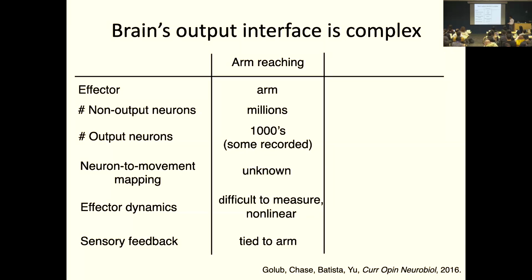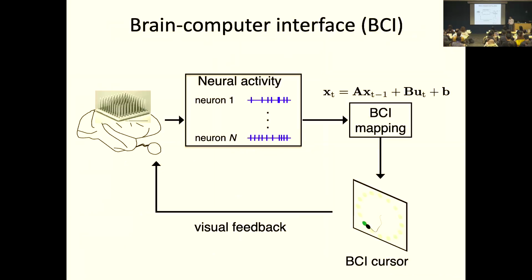Okay, so what we propose is to use a brain-computer interface to try to simplify matters. A brain-computer interface is a system in which one records from many neurons in the brain at the same time. One can pass this neural activity into a so-called BCI mapping that translates the neural activity into movements of a cursor on a computer screen.